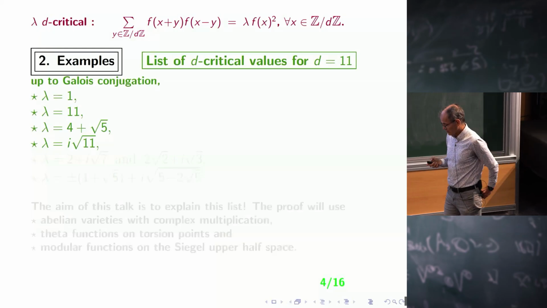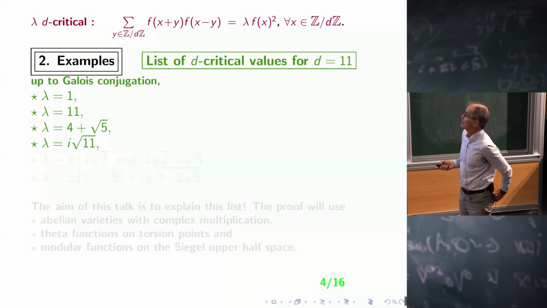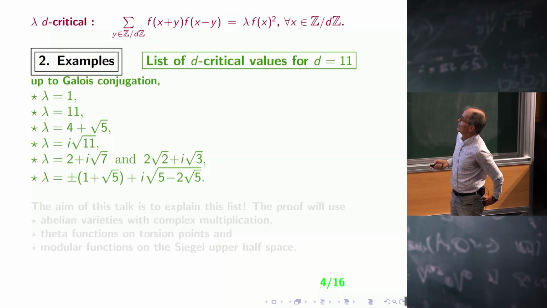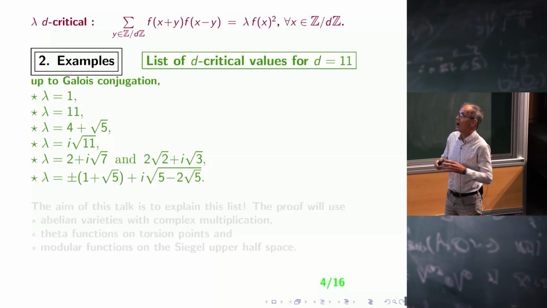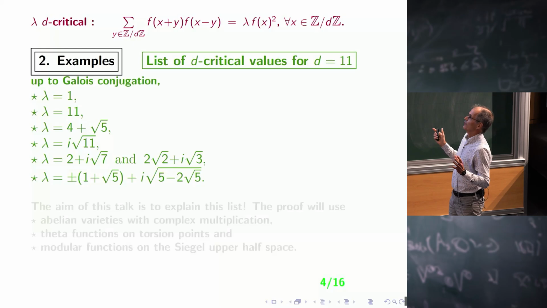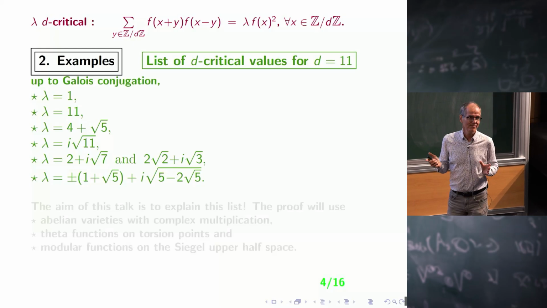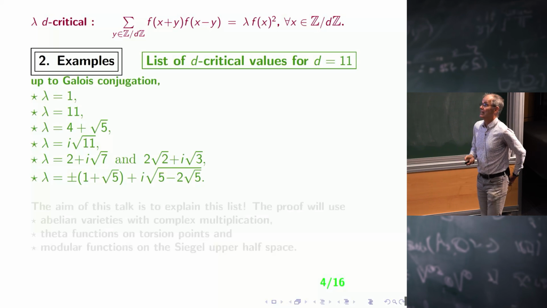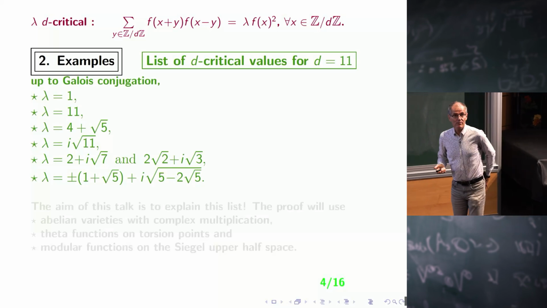But the computer gives you also these values: 2 plus i square root of 7. 2 square root of 2 plus i square root of 3. Wow. Where do they come from? And also another nice one, which is 1 plus square root of 5 plus i square root of 5 minus 2 square root of 5. Where do they come from?